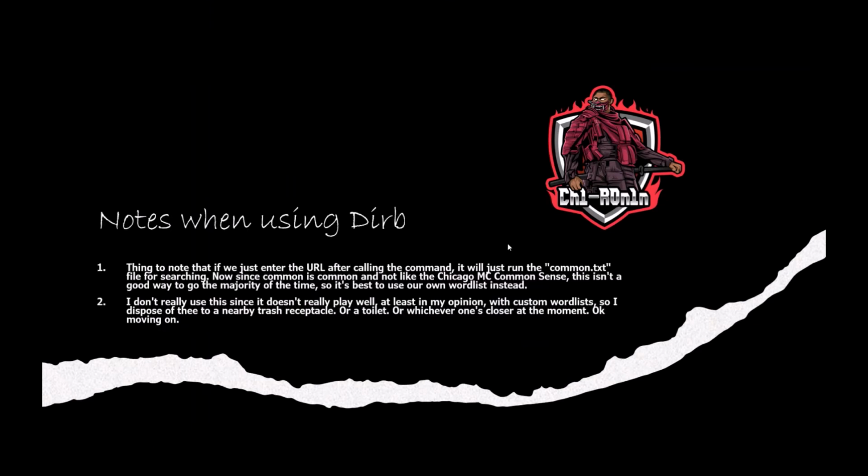Okay, now, some notes when using Dirb. If we just run it as normal, it'll simply run the common.txt file for searching. Now, since common is common and not like the Chicago rapper Common Sense, this isn't a good thing to use the majority of the time. So it's best to use our own custom word list. And obviously, as we saw from the other example, it doesn't really play well with custom word lists. So I dispose of thee into a nearby trash receptacle or toilet, whichever one's closer.